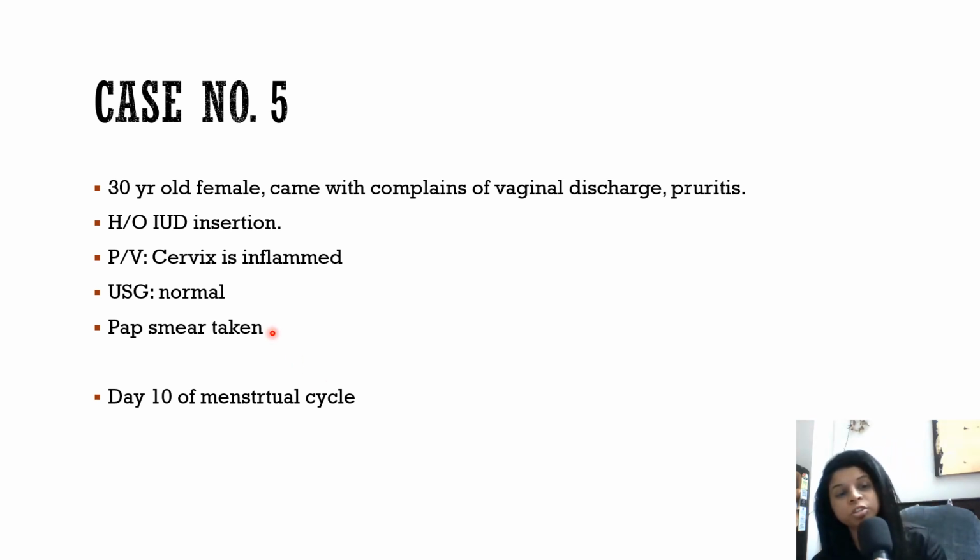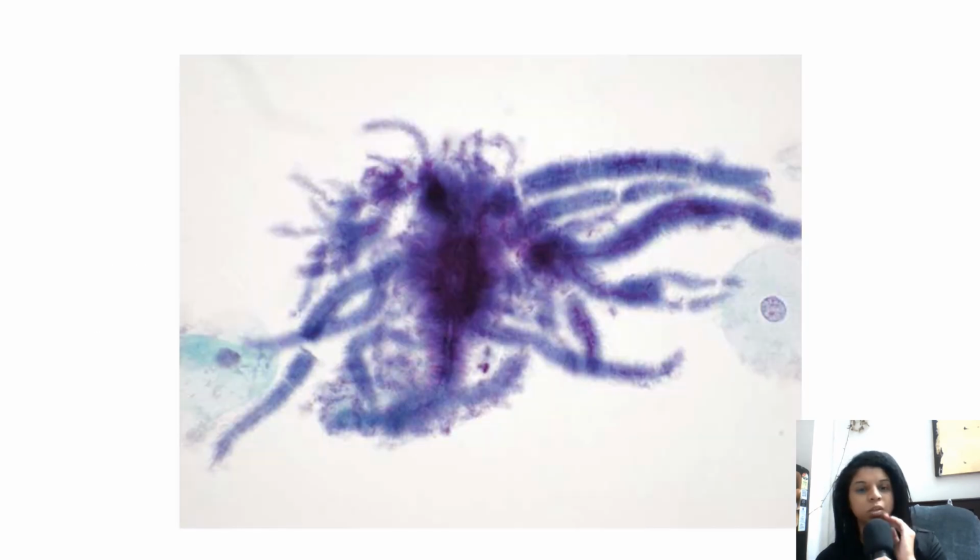And then in the next case, it is a 30-year-old female who complains of vaginal discharge and pruritus. Note down that the patient has a history of IUD insertion, intrauterine device insertion, a very notorious infection that is associated with IUD. And the pap smear was taken in the 10th menstrual cycle. So what do you see?